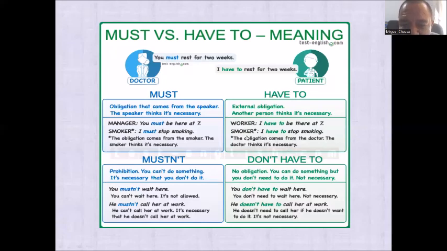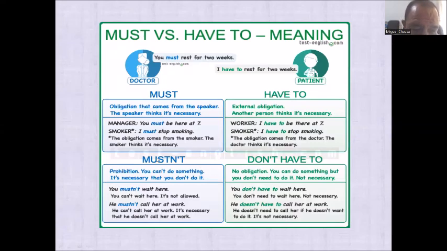Okay? Then if we want to express no obligation, we are going to use don't have to. Only the verb have to in negative if we refer to obligation. You can do something, but you don't need to do it. It's not necessary. For example, you don't have to wait here. It means you don't need to wait here. It is not necessary. He doesn't have to call her at work. He doesn't need to call her if he doesn't want to do it. It's not necessary to.